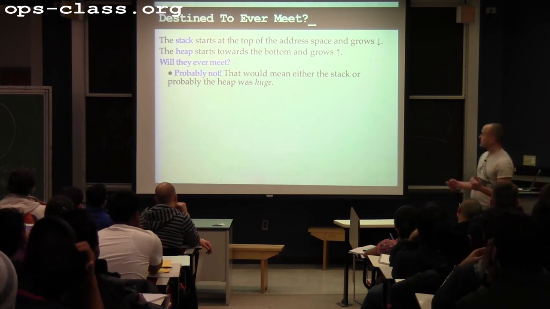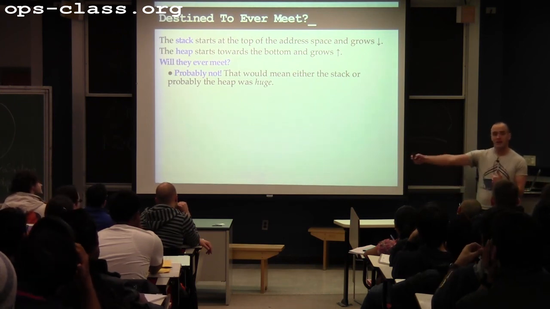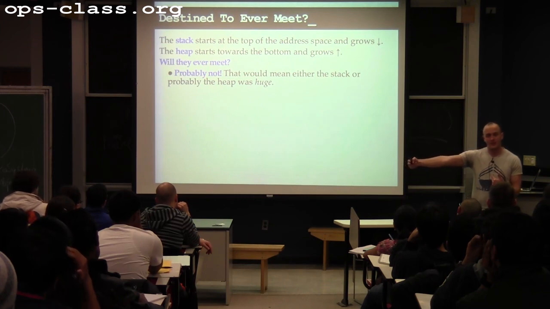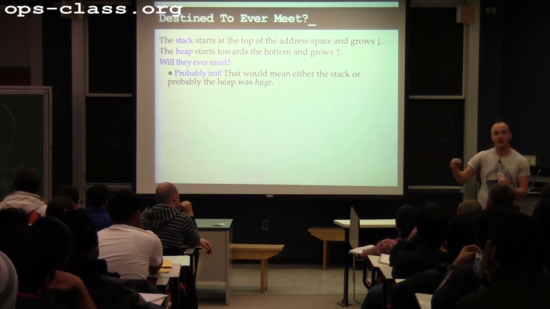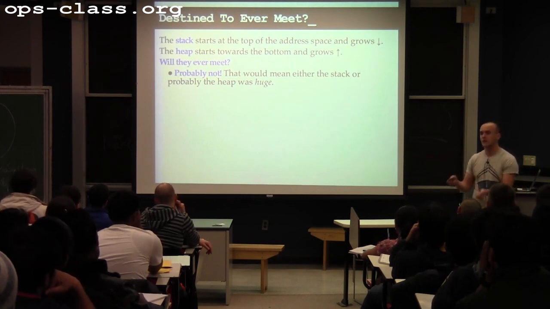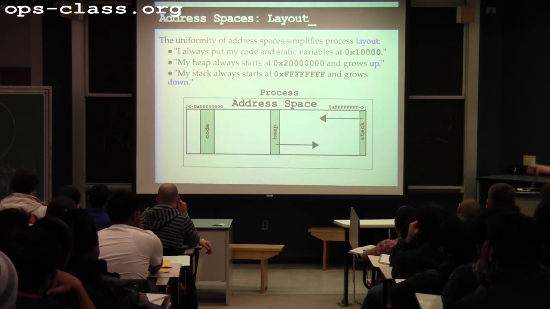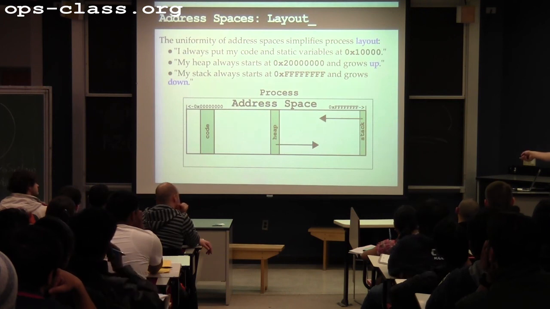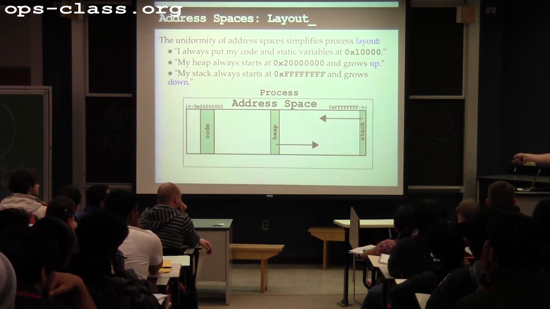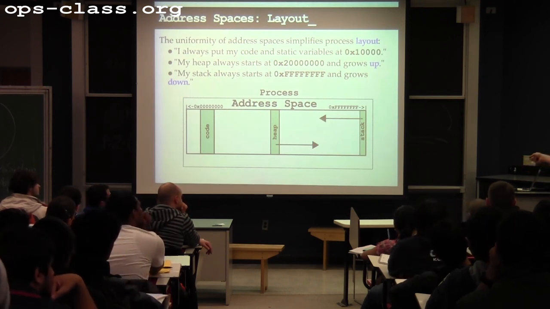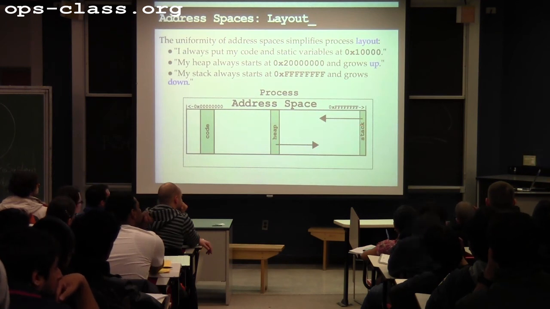So as James pointed out, the stack normally is set up at the top of my address space, and the stack by convention grows downward. As I make function calls or allocate variables, my stack goes this way, my heap goes that way. How many people have ever had a problem with the stack going this way? What kind of code can cause the stack to go this way, maybe more than it should?